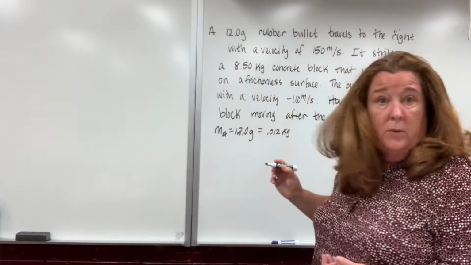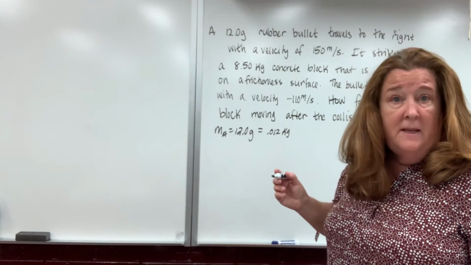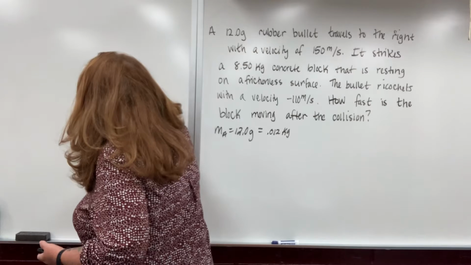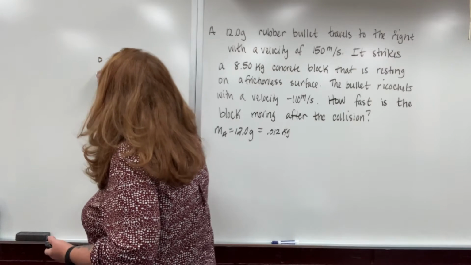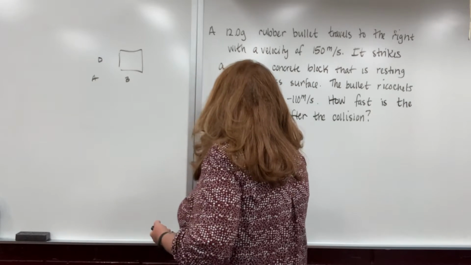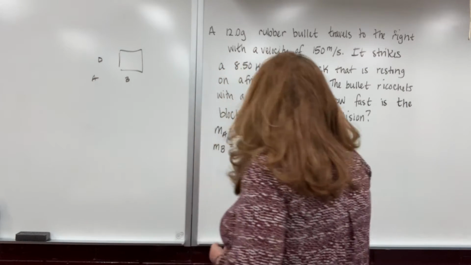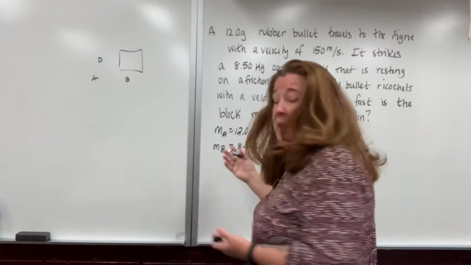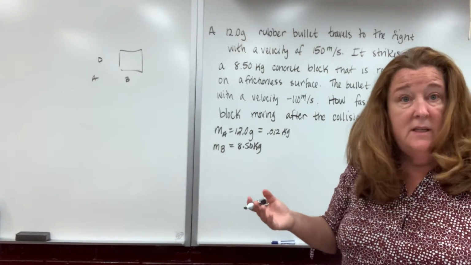So your little rubber bullet has an initial velocity. I'm going to draw the picture over here. You have this little rubber bullet and then you have a concrete block. I'm going to call the rubber bullet A and the concrete block B. They tell me the mass of the concrete block is 8.5 kilograms. So there's your A and B. And the concrete block is just sitting there to start out with.